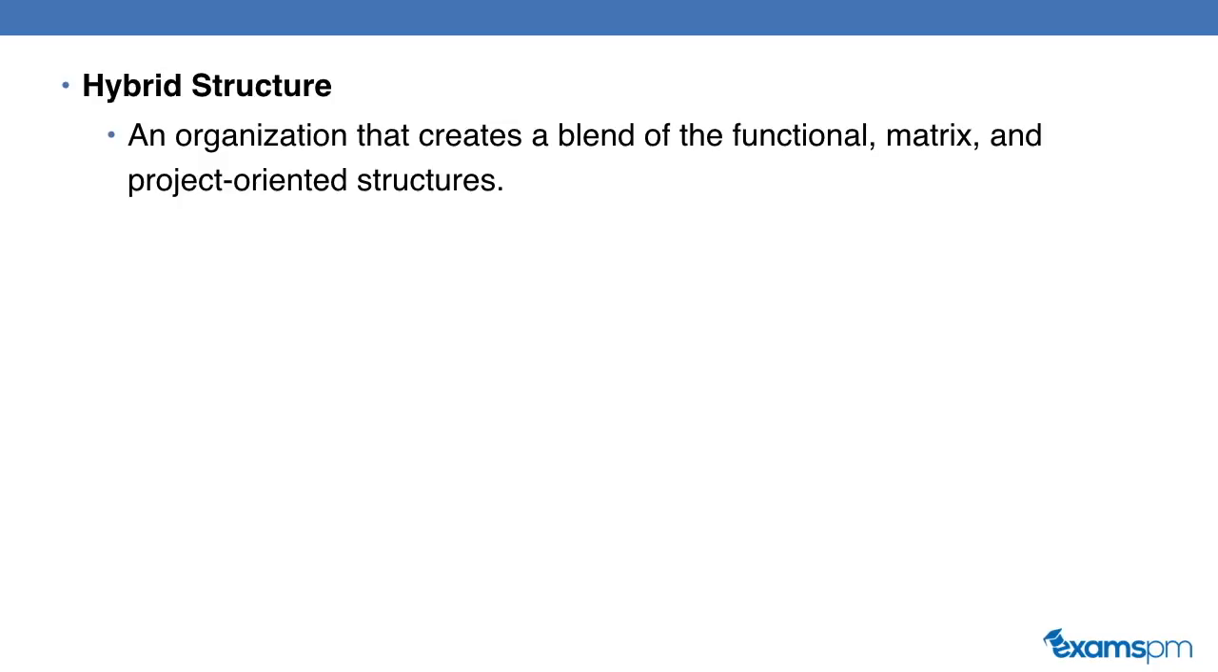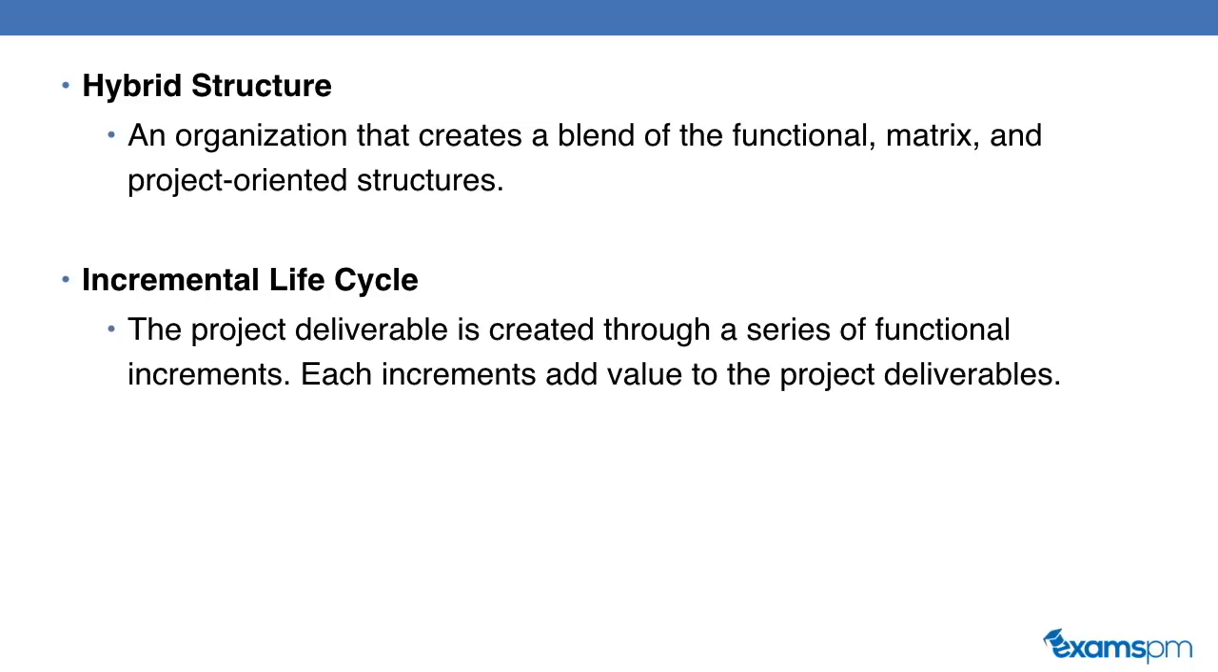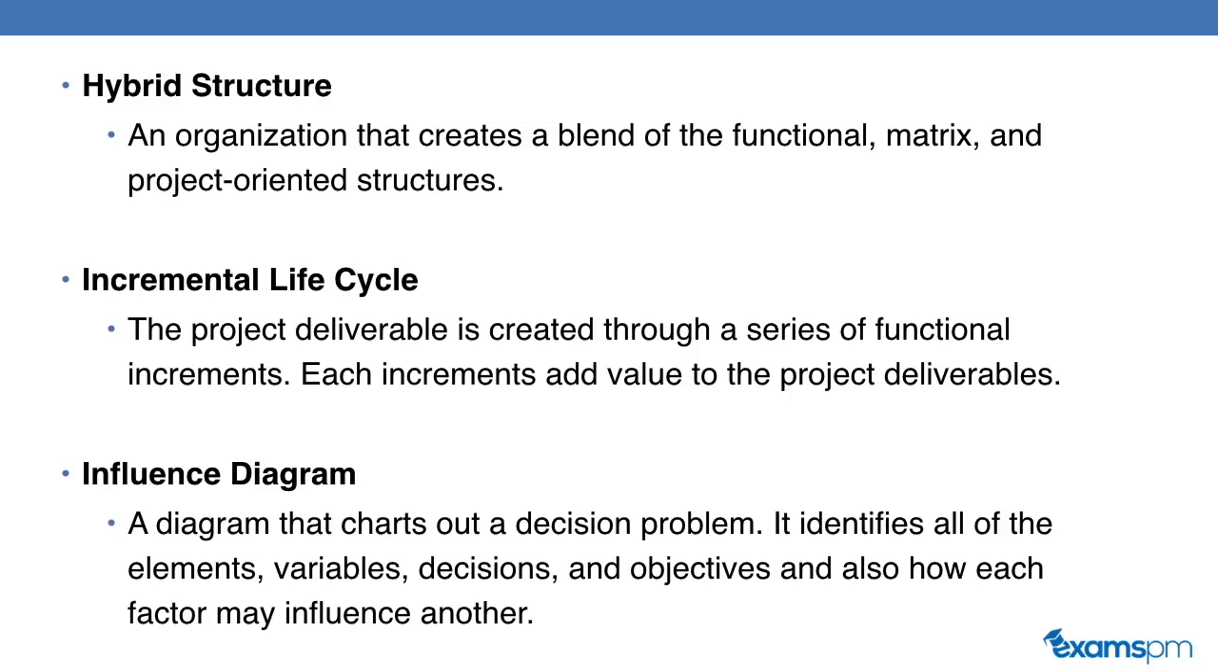Hybrid structure, an organization that creates a blend of functional, matrix, and project-oriented structures. Incremental life cycle. The project deliverable is created through a series of functional increments. Each increment adds value to the project deliverables. This is used in Agile. Influence diagram. This is a diagram that charts out the decision problem. It identifies all of the elements, variables, decisions, and objectives, and also how each factor may influence another.